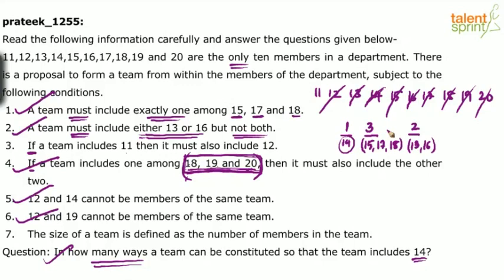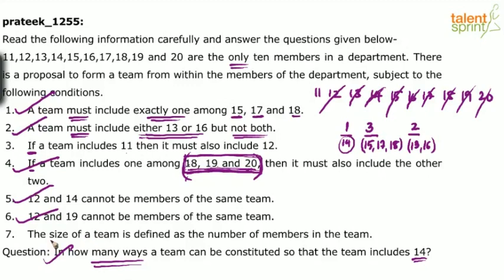Anyway, with respect to this question, the sixth condition is by default satisfied because 12 is not being chosen. If 12 is not being chosen, then we need not worry about this condition, because it says either 12 and 19 should come, but both cannot come together, right? Or both need not come, even that is okay. But if you take 12, then you cannot take 19. If you take 19, then you cannot take 12.